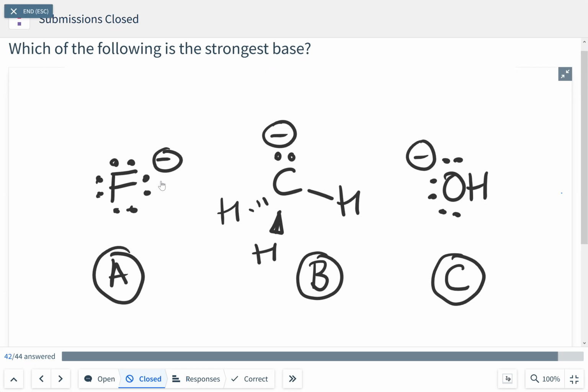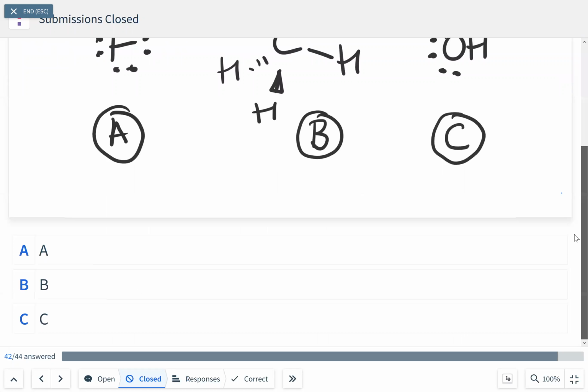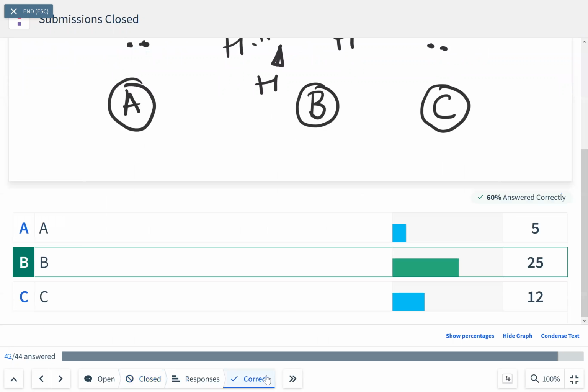And so remember, fluorine is the most electronegative. Oxygen is an electronegative atom, not as electronegative as fluorine, but carbon is not. So out of all of these, carbon is the least electronegative, so it's got the poorest ability to stabilize this negative charge based upon electronegativity. So the correct answer is B.